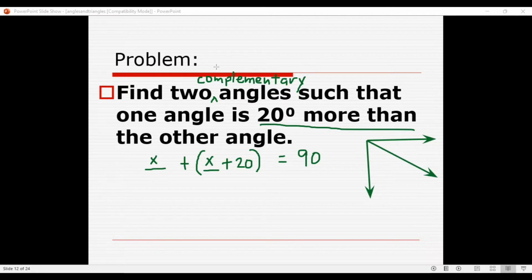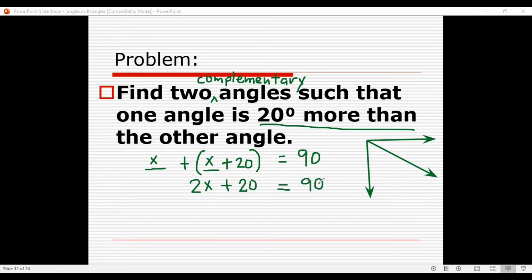We will be solving this like solving an equation with one variable. We will combine the x: x plus x, these are the two missing numbers, so that becomes 2x. So 2x plus 20 is equal to 90. Okay, so we have the result.